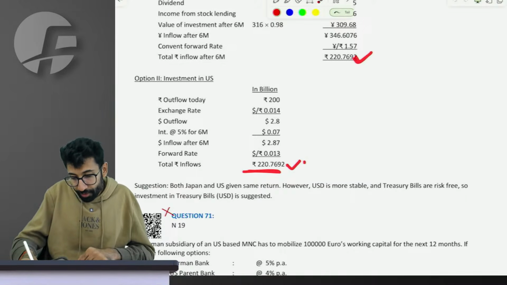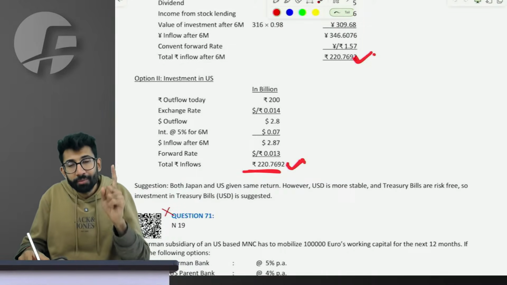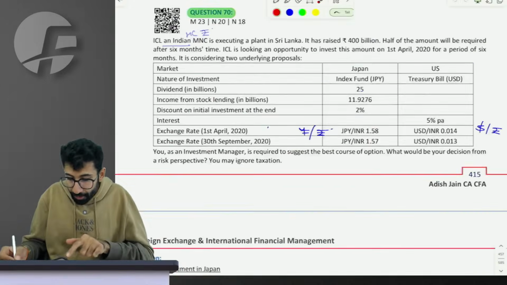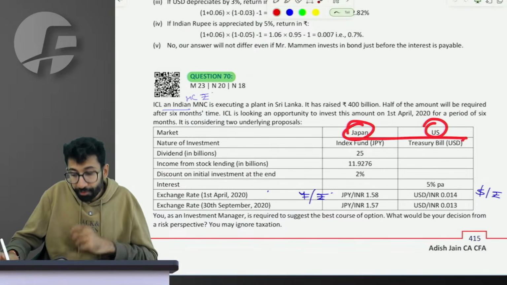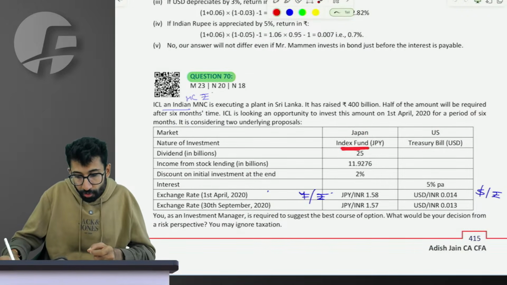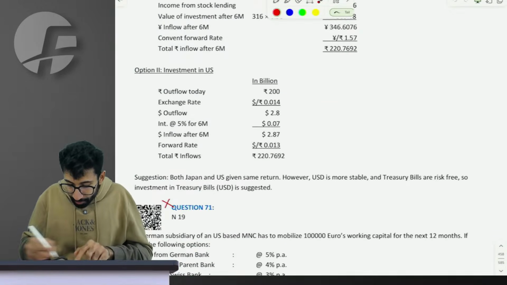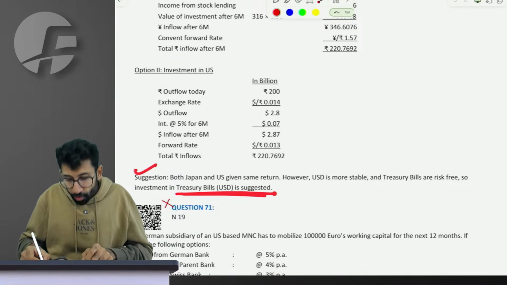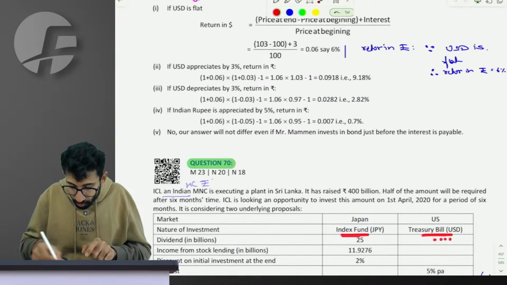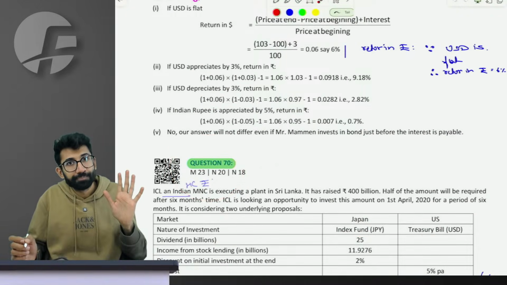So whether you invest in Japan or US, the amount being redeemed is the same. Then which one will you prefer? Sir, if the returns are the same, then risk is to be considered. This is the stock market, this is the bond market. So bond market is better, which is why we say treasury bill is suggested, and that solves question number 70.